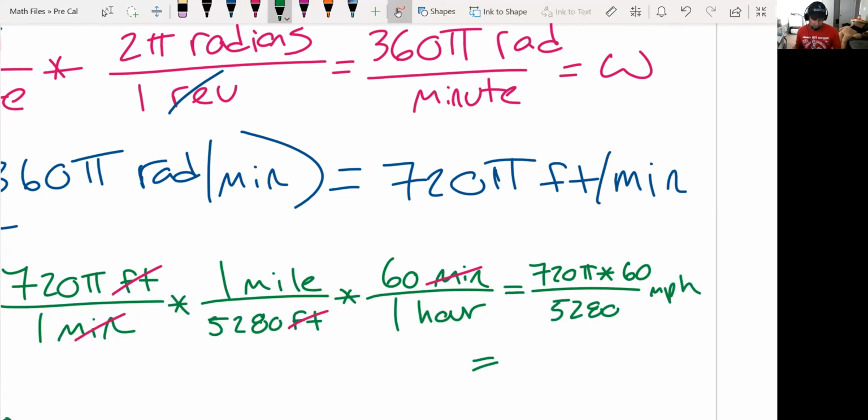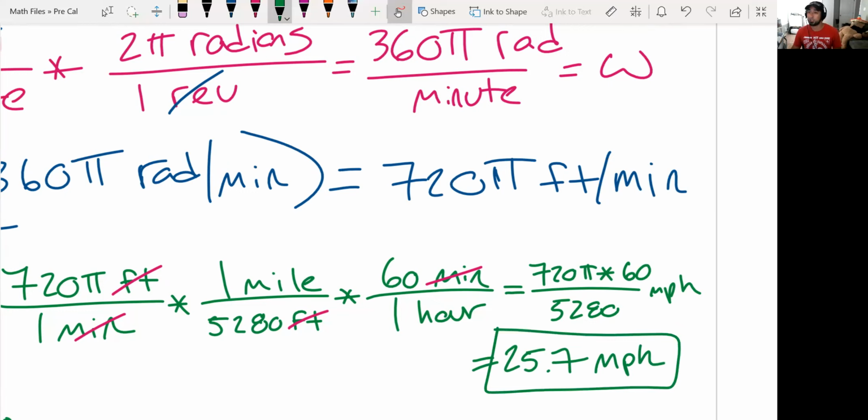And this kid is spinning this rock at 25.7 miles per hour. Somebody grab this kid's parents. He's about to do some damage.